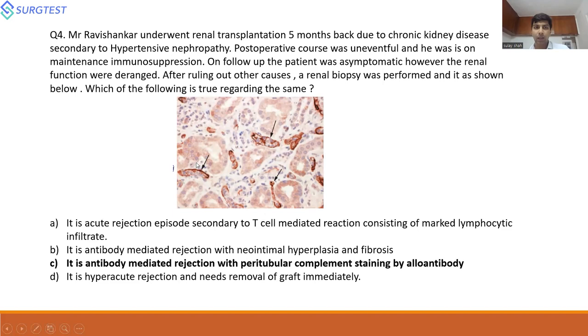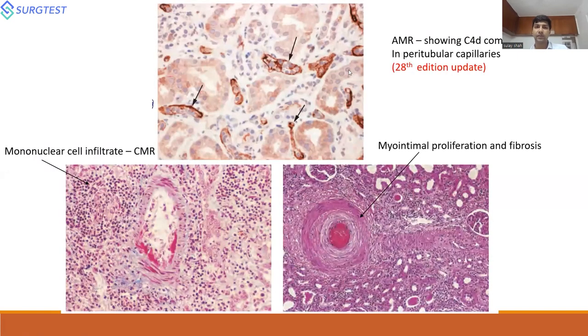So these are all three daily uses. But most likely what will be asked, because it's an update, is the first image which I already mentioned, antibody mediated rejection, which shows C4D complement staining. If you can remember C4D specifically, because sometimes options can be as ridiculous as C4A, C4B, C4C, C4D, but it is C4D complement staining in the peritubular capillaries.